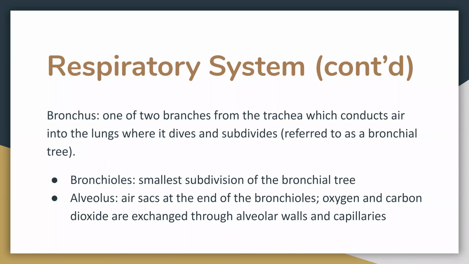Now, the bronchus is one of the two branches from the trachea, which conducts air into the lungs, where it divides and subdivides. This is referred to as the bronchial tree. Bronchioles are the smallest subdivision of the bronchial tree. The alveolus is the air sac at the end of each of the bronchioles, and is where the oxygen and carbon dioxide are exchanged through alveolar walls and capillaries.